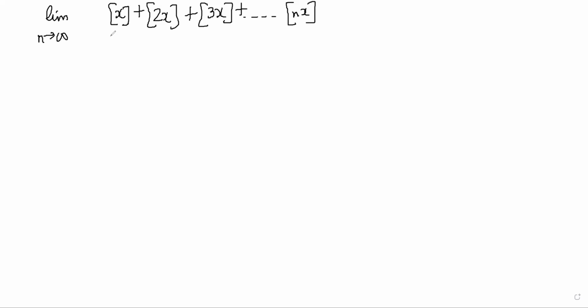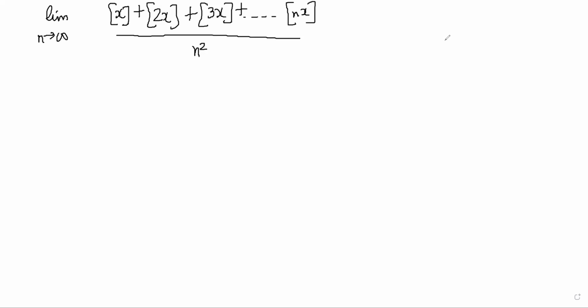Let the limit n tends to infinity of [x] plus [2x] plus [3x] plus so on, up to [nx], the whole divided by n square, where [ ] is the greatest integer function. This is my expression, and now I have to find this limit. This is another example of the sandwich theorem, where right now I have to analyze the numerator basically.